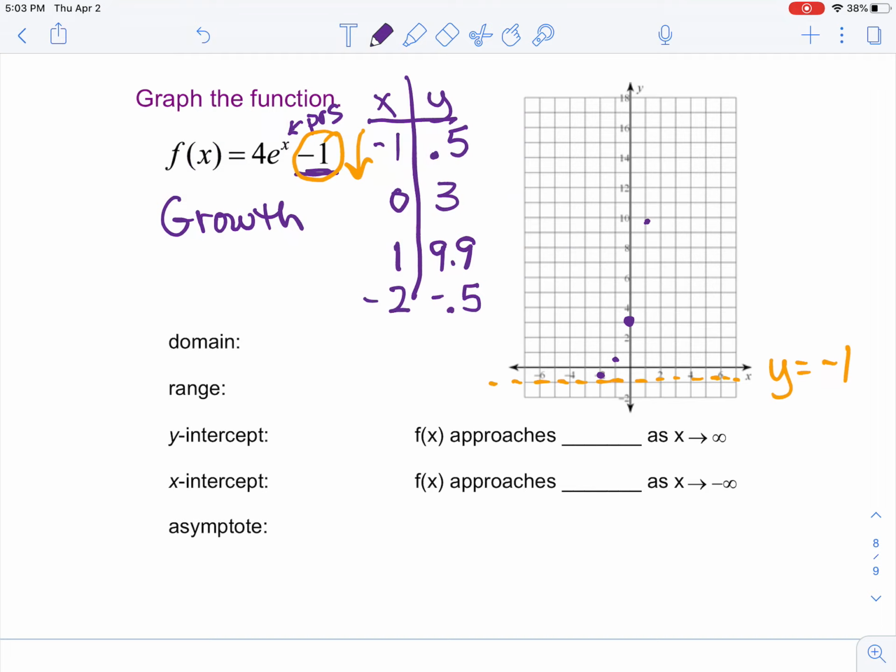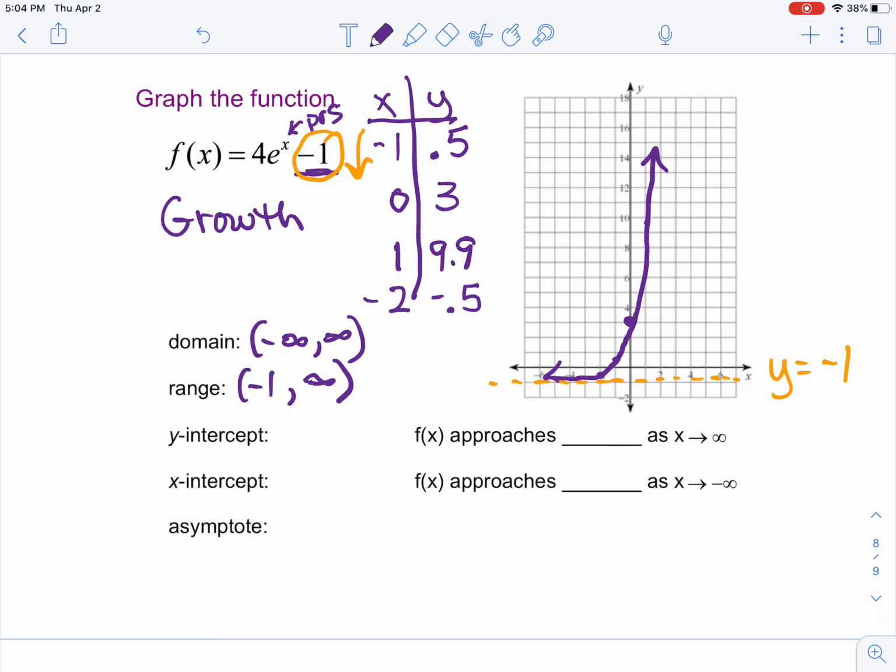So to graph this, it gets very, very close, and then it goes very fast. Very fast. So there is the graph, and you can graph this on your graphing calculator. What's the domain? I can put in any value for x. It goes to the left forever, goes to the right forever, so it's going to be -infinity to infinity or all real numbers. Your range, since my asymptote went down 1, it's going to start at -1 and go to infinity.